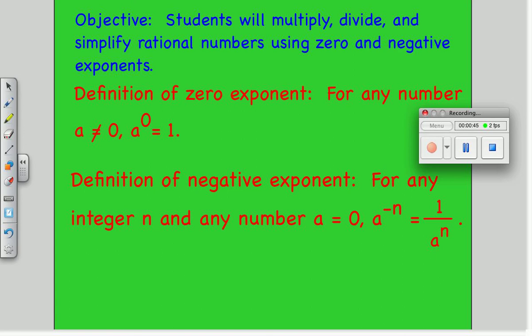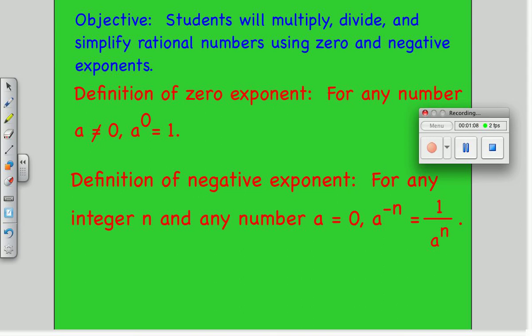So the definition then of a negative exponent is for any integer n and any number a that is not equal to 0, a to the power of negative n will always be equal to 1 over a to the power of n. I know this doesn't make any sense to you right now. I'm just going to write an example for you.